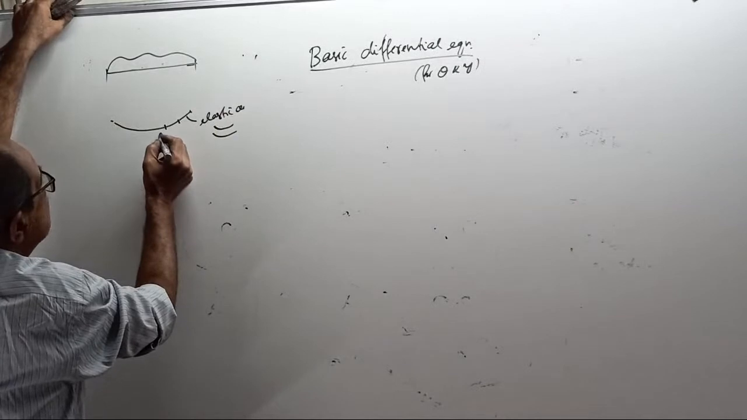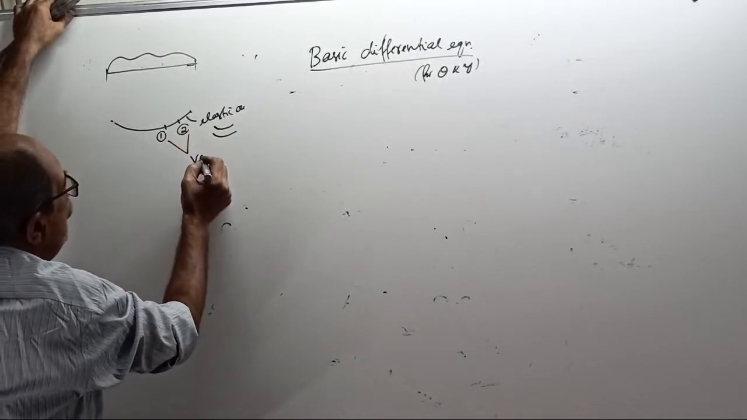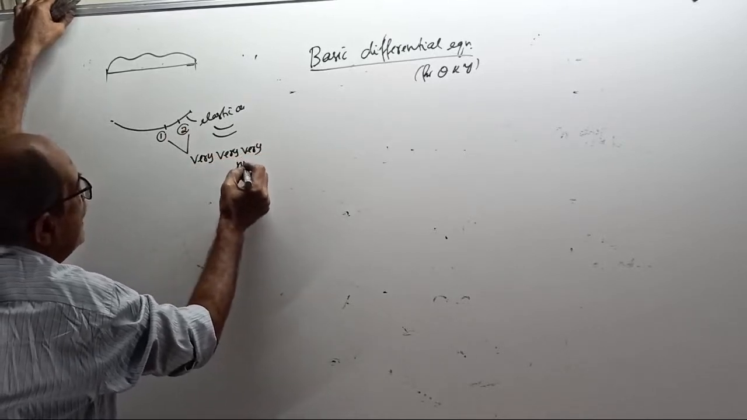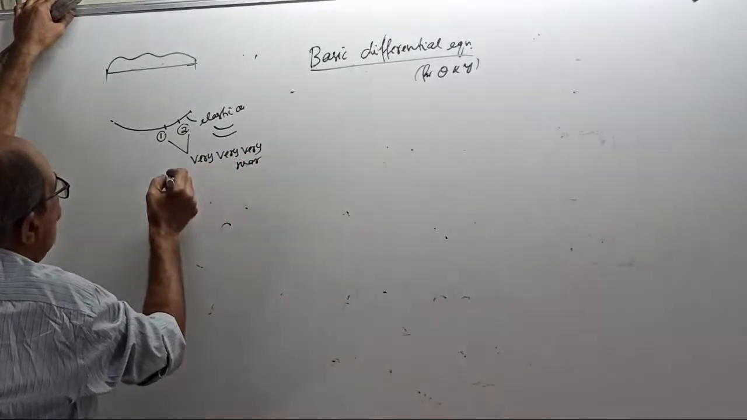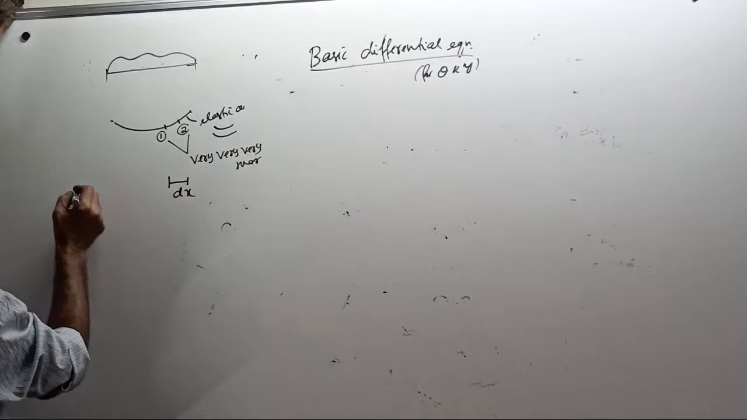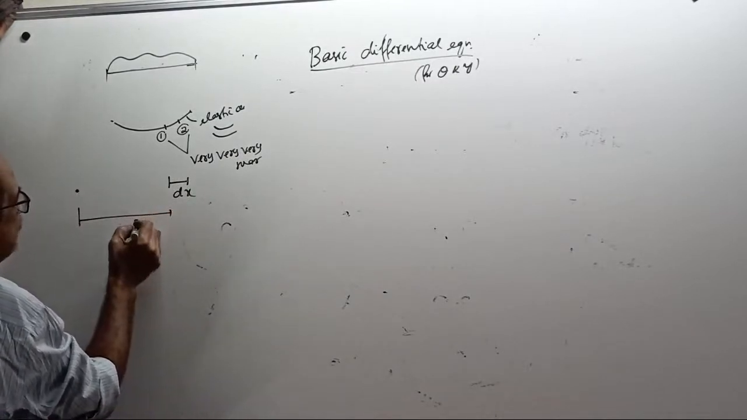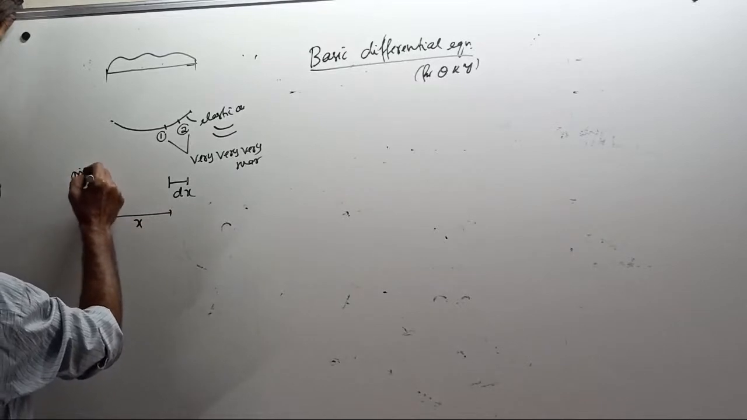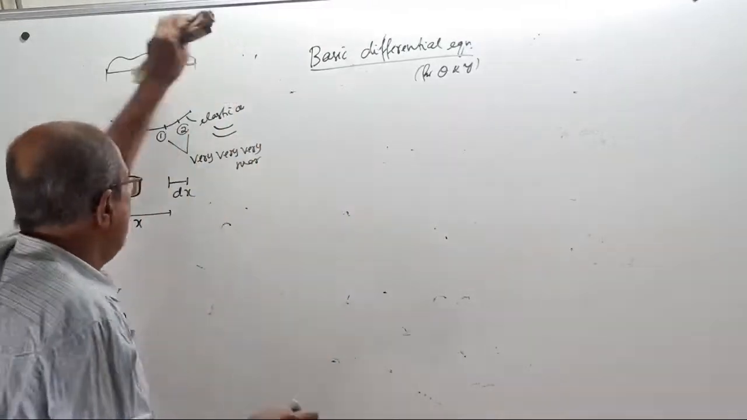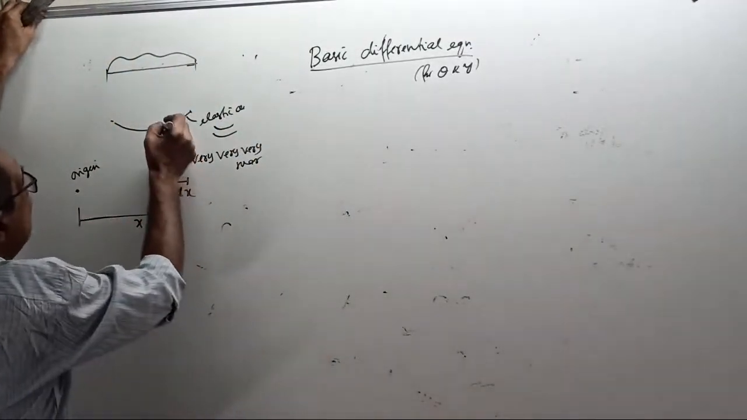Take 2 points, say 1 and 2. 1 and 2 are very near to each other, at a horizontal distance of dx, at a distance of x from the origin. Somewhere here you take the origin. Anywhere you take origin. From the origin you consider distance x. Then along x, 1 and 2.